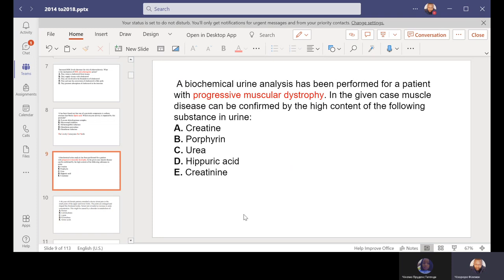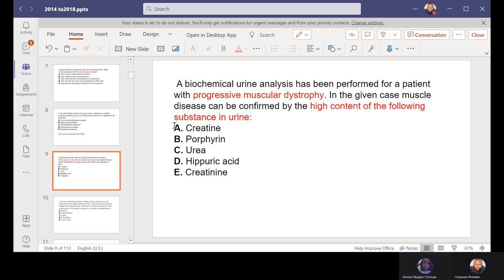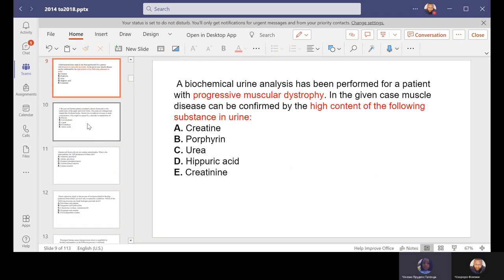for diagnosis, in urine it is creatine, then in muscles creatinine. I don't know how you can remember this, but it's very easy: urine is creatine. High content of the following substance in urine. It's creatine. Okay. Understand.